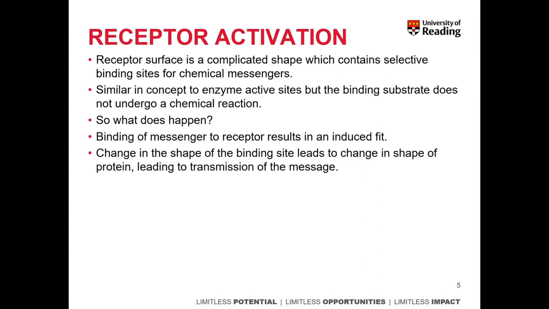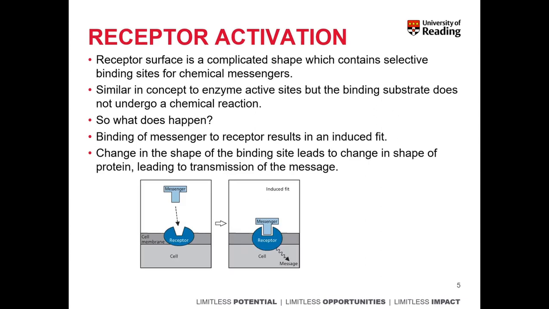So what does happen then? What happens when our messenger molecule enters into the receptor binding site? Well, the binding of the messenger to the receptor results in an induced fit. So the messenger molecule enters into the binding site, forms lots of intermolecular interactions with functional groups within the binding site, and draws those functional groups closer to it. This then causes the receptor to change shape, and it leads to transmission of the message through the receptor.